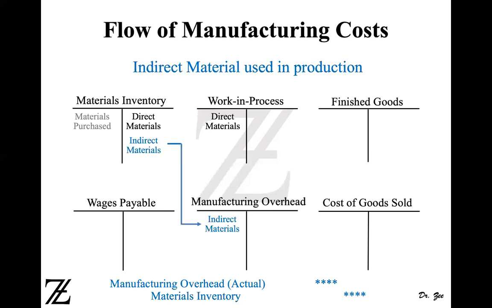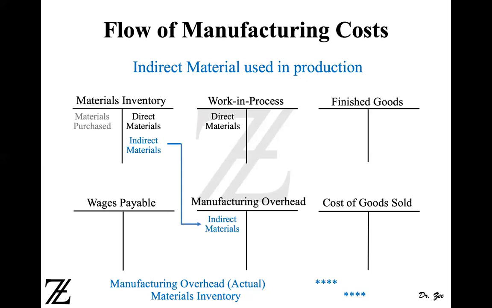Now we move on to our next slide that discusses the indirect material used in production. So as I said earlier, materials inventory consists of both direct and indirect material. If it's an indirect material, we put it in the manufacturing overhead account. Indirect material goes to manufacturing overhead account. So when that happens, you debit manufacturing overhead account as shown in the journal entry, manufacturing overhead debited and materials inventory credit. Now, the left side of manufacturing overhead is the actual side of manufacturing overhead.